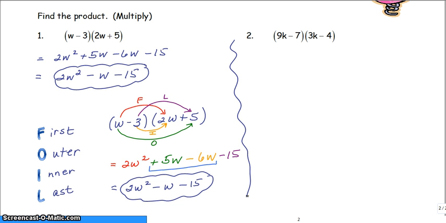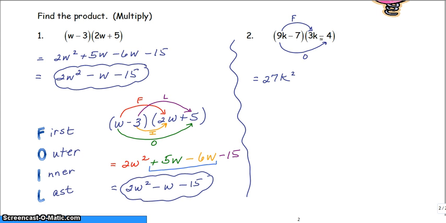We have 9k minus 7, that quantity times the quantity of 3k minus 4. So the F of FOIL would say to take the 9k times the 3k. So 9 times 3, 27. K times k is k squared. Then we want the O of FOIL, and that stands for the outer, the two outside numbers.